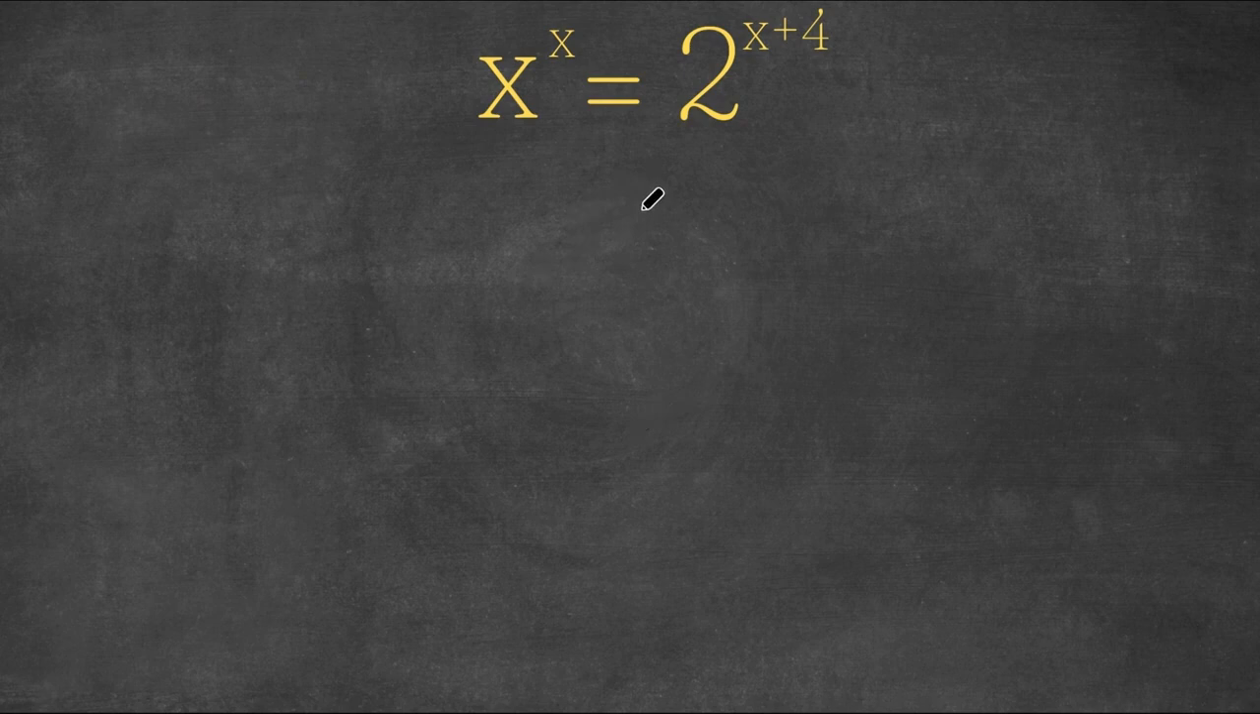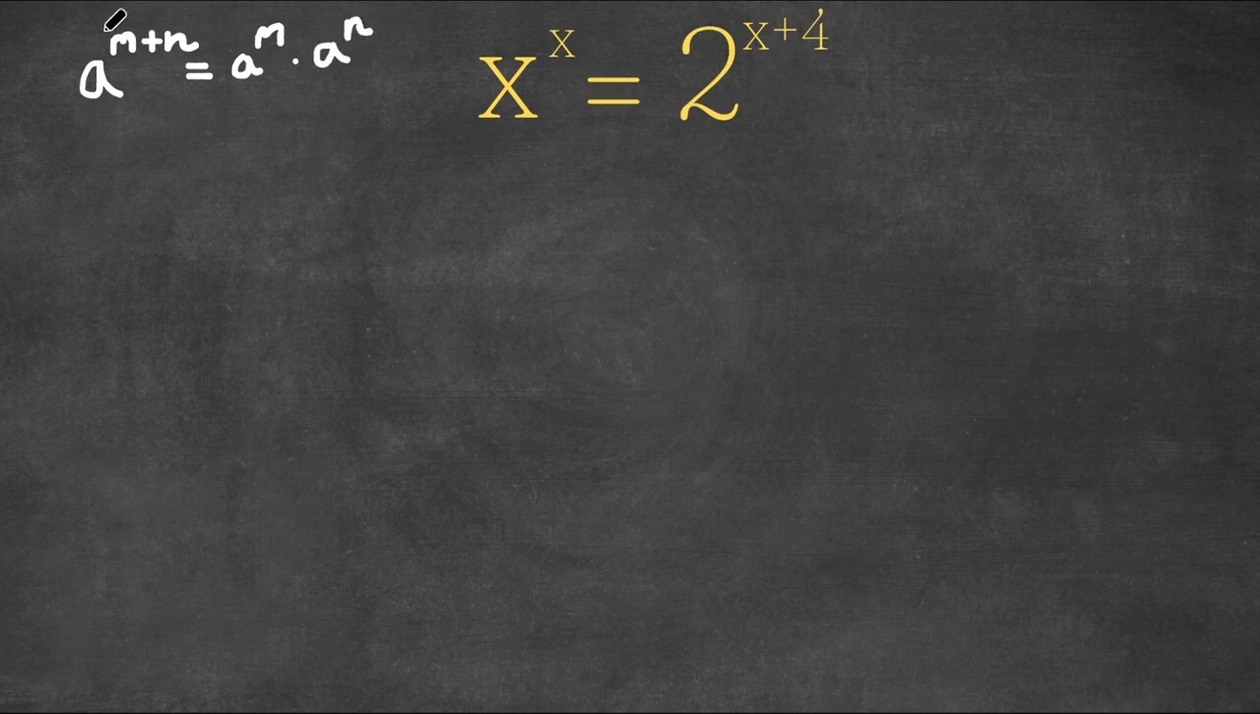In today's video, I'm going to be teaching you guys how to solve this exponential equation. So we have x to the power of x equals 2 to the power of x plus 4. Now, if we have something in the form a to the power of m plus n, this can also be written as a to the power of m times a to the power of n.